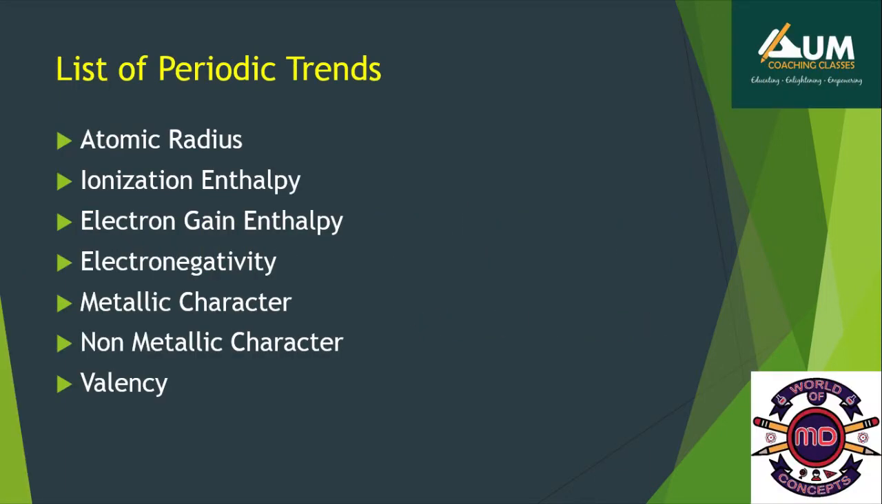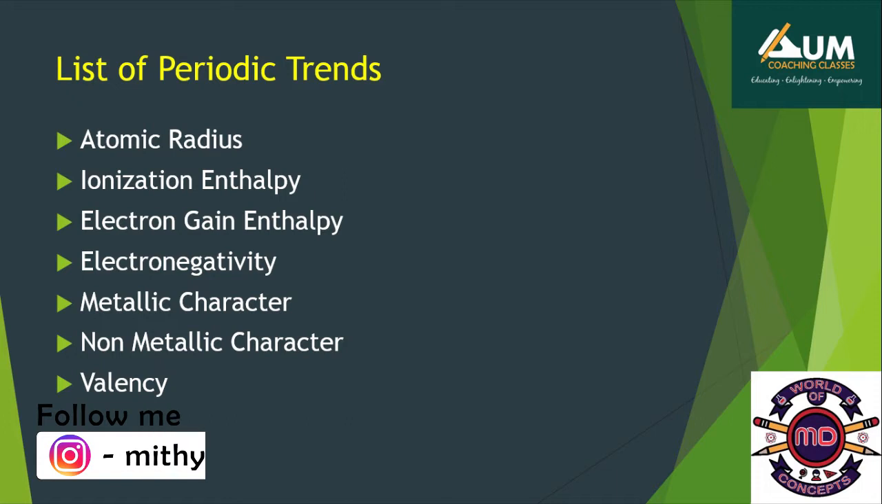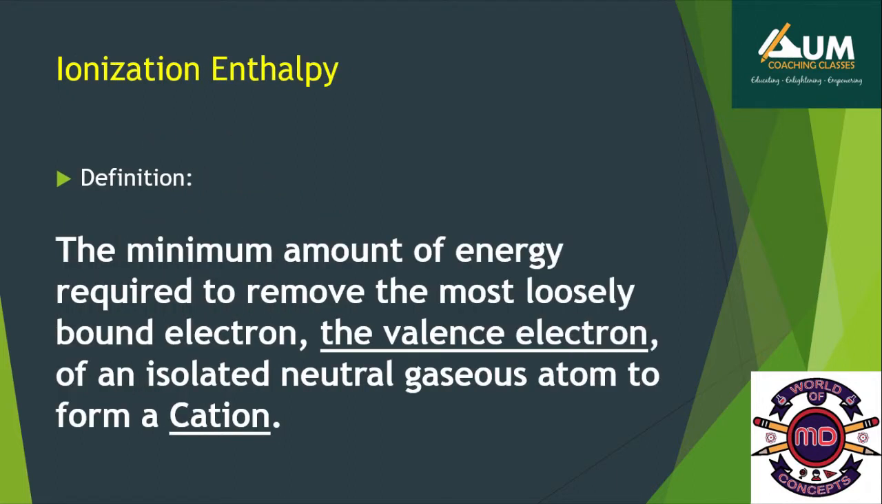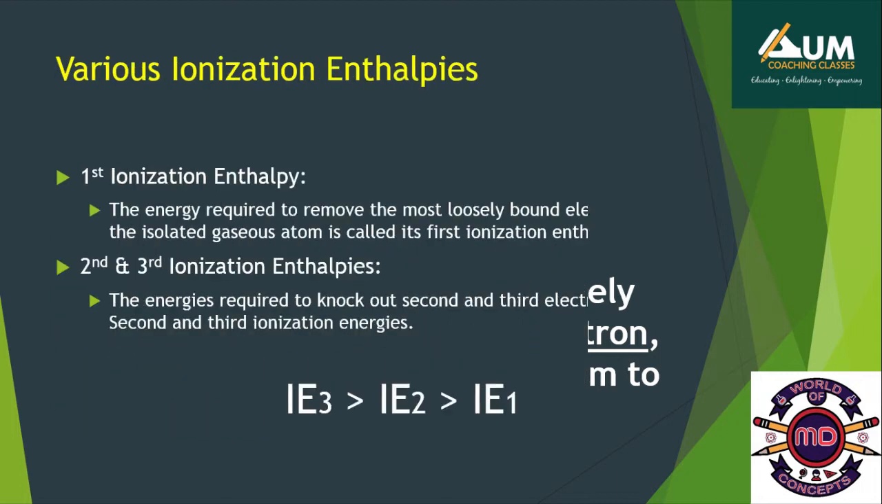The following are the list of periodic trends. We have atomic radius, ionization enthalpy, electron gain enthalpy, electronegativity, metallic character, non-metallic character, and valency. Ionization enthalpy. Ionization enthalpy is the minimum amount of energy required to remove the most loosely bound electron, the valence electron, of an isolated neutral gaseous atom to form a cation.